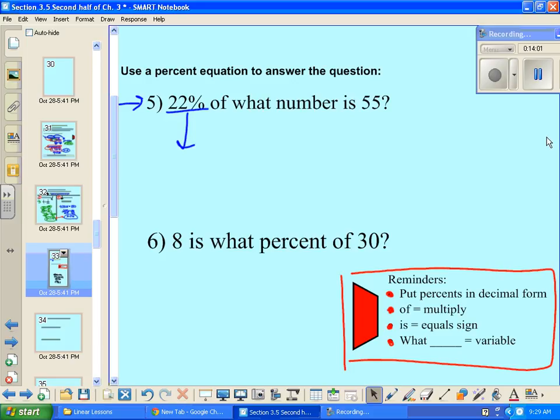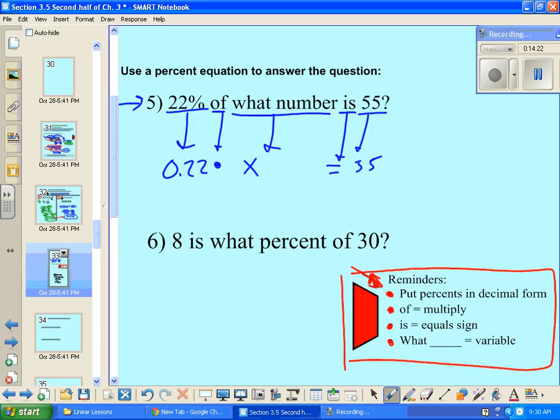Again, like my first reminder says down here, if I have a percent in my problem, I have to make sure that I change that into a decimal. So in this case, if I have 22%, I'm going to write that as 0.22. The word of is going to be a multiplication sign. What number is going to stand for some variable for us? So in this case, I'll just use x. Is is going to be an equal sign, and 55 is just going to stand for itself, 55.